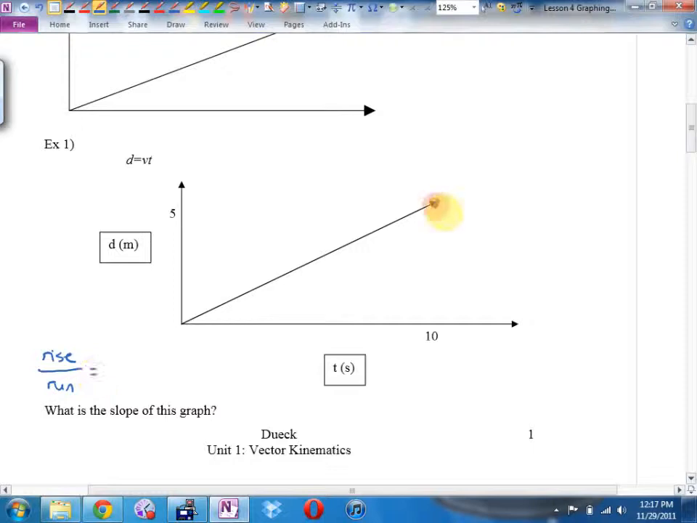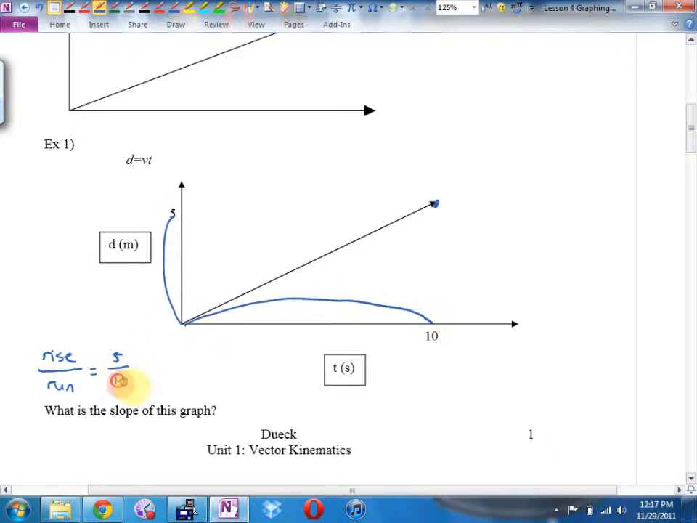The rise over run for a graph that goes through 0, 0 is really easy, because that's your rise and that's your run. What's the slope of this graph? What is 5 over 10 as a decimal?